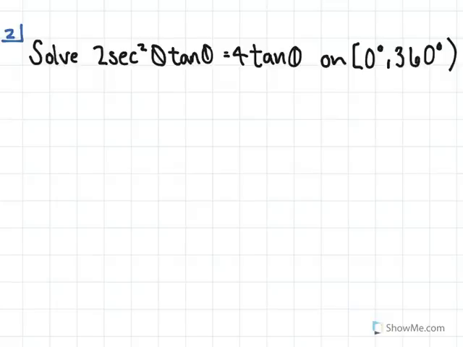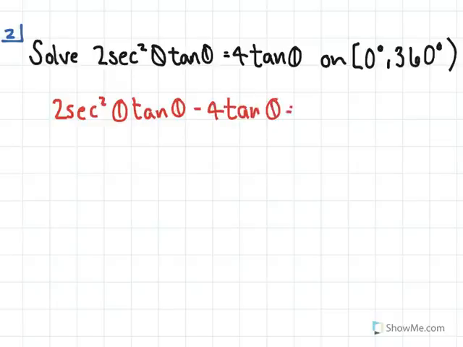In this problem, we're asked to solve 2 secant theta tangent theta equals 4 tangent theta on the interval 0 degrees to 360 degrees. So the first thing we're going to want to do is get this equation equal to 0, and then we can solve for theta. So we're going to subtract 4 tangent of theta from both sides. So we'll have 2 secant theta tangent theta minus 4 tangent theta equals 0.